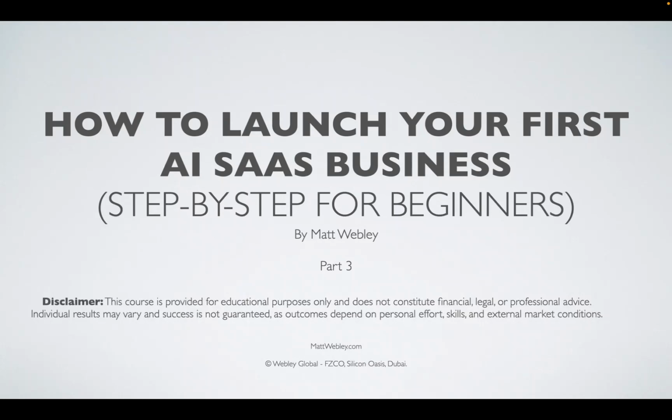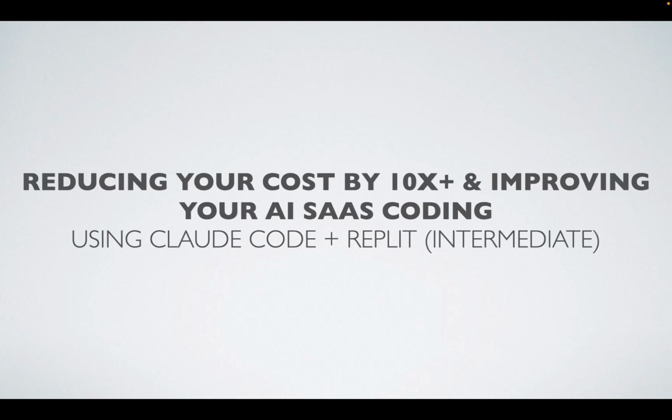So welcome back to part 3 of my 100% free course, How to Launch Your First AI SaaS Business, Step by Step for Beginners. So we're going to get a little bit more advanced in this one, because what we're going to do is I'm going to show you how to reduce your cost by at least 10x. I put 10x here, but honestly, it could be 100x, 100 times less cost, and improving your AI SaaS coding experience by using Claude Code and Replit together. So instead of just Replit agent, we're going to use Claude Code as well. This is a little bit of an intermediate step.